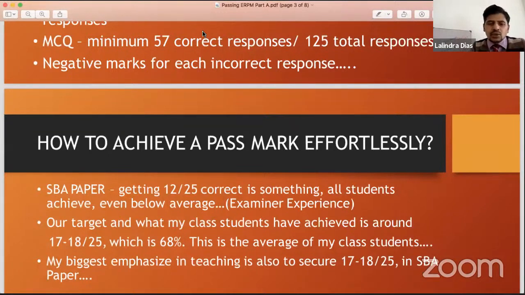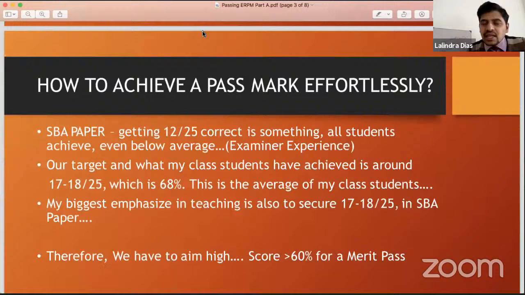The average in our classes, as I have tested my students, is that the average number of correct responses our class students get is 17, 18. There are obviously many who get much more than that. But the average is 17, 18, which is a 68% mark. Also, guys, in our lectures we are mainly emphasizing single best answer questions, because we are mainly emphasizing how to pass the single best answer questions.